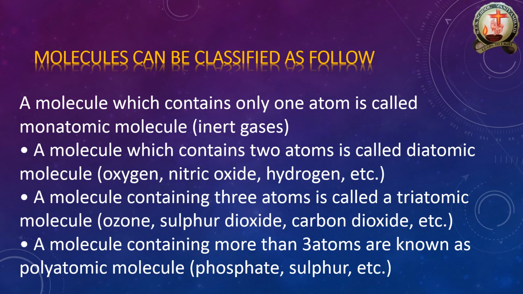A molecule containing more than 3 atoms is known as a polyatomic molecule. Just understand that polyatomic molecules have more than 3 atoms, whether they may be 5, 6, 7, 11, like that. Don't worry about that. You can understand the first 3: mono, di and tri. And more than 3 means you should say polyatomic.